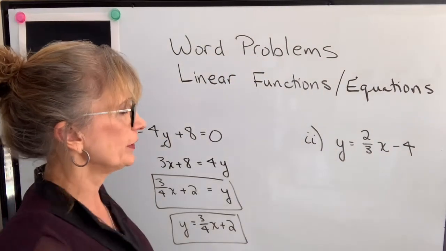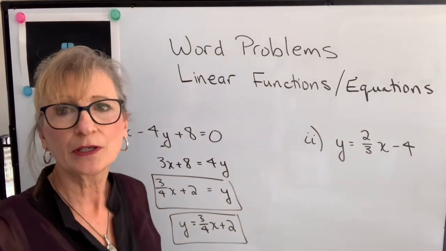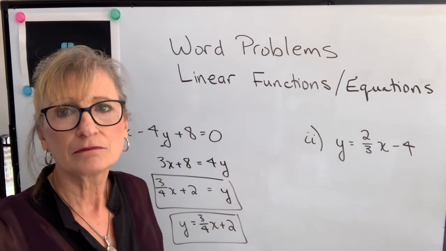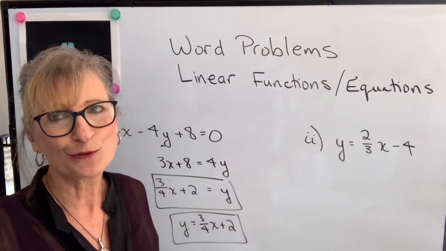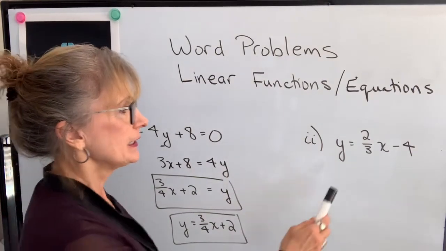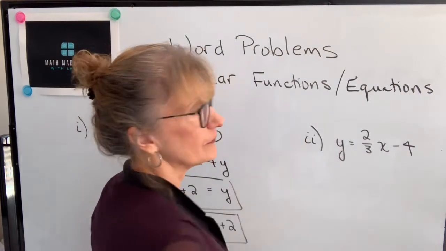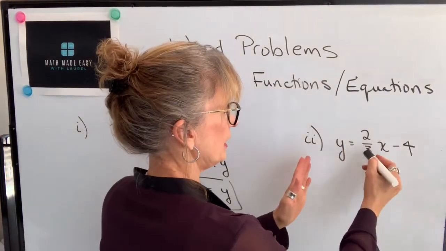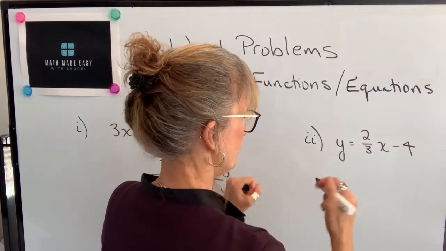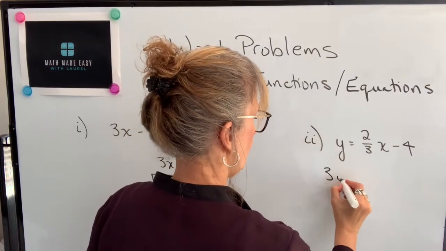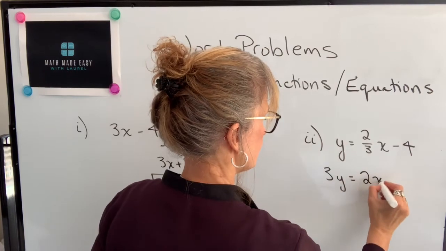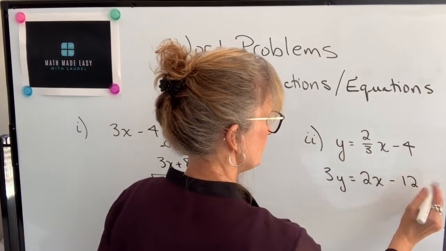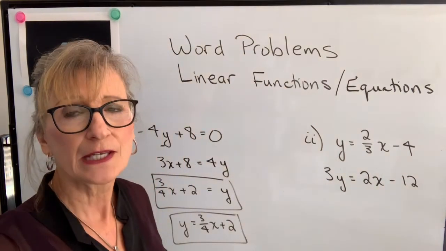If I have an equation in slope-intercept form and I want to express it in general form, or your teacher wants you to express it in general form, what you're going to do first is get rid of any fractions. So I'll multiply my whole equation, both sides, by 3, which means every term. So I will have 3y equals 2x minus 12. So I just multiply everything by 3.